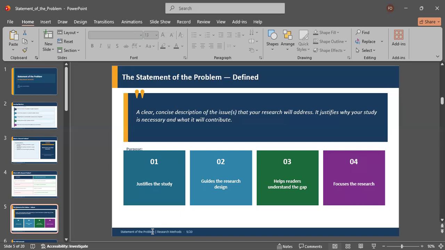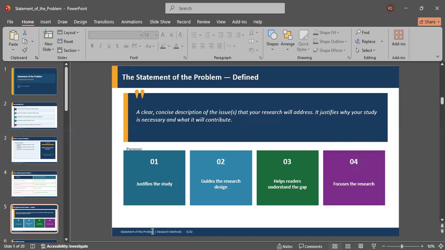That's what statement of problem is talking about. Now, what it does is that it justifies why your study is necessary and what it will contribute. Let's say, for instance, back to the example I gave, students are failing WAEC in Lagos State. Let me say Lagos Educational District 4.